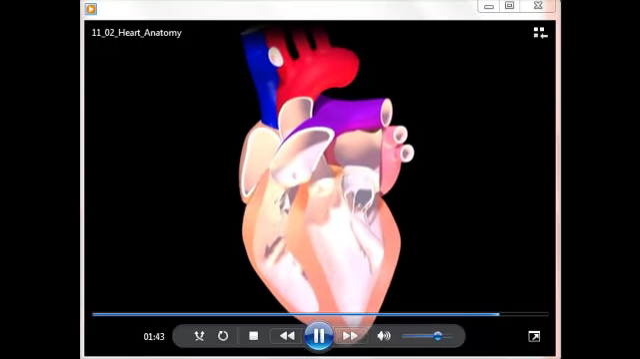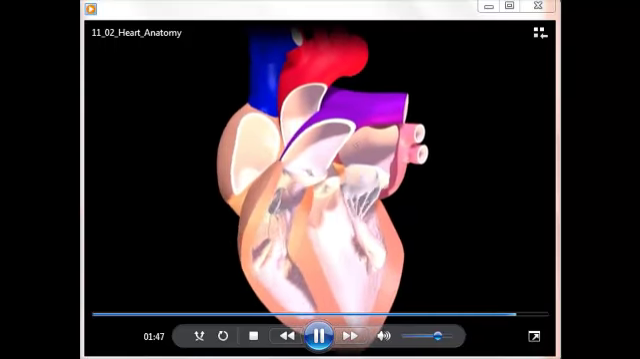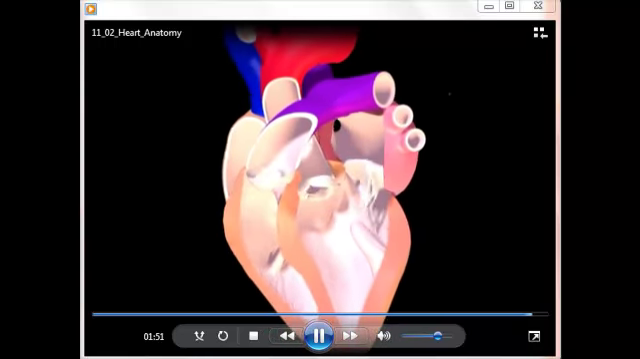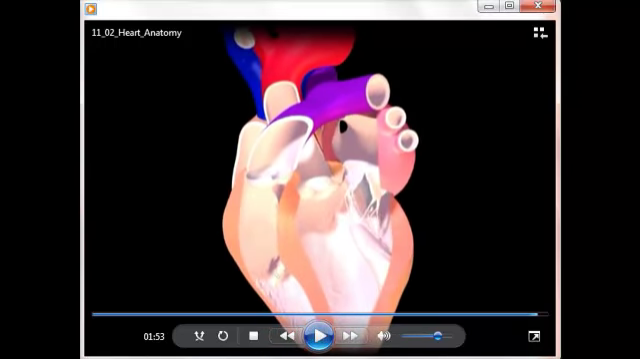So the top two chambers are called atria, or each one is called an atrium. That's singular. So we have the right atrium and the left atrium, which are the atria. Then we have the right ventricle and the left ventricle. And each of these has different jobs. So the blood's always entering the atria first, and then it moves into the ventricles, and then it's going to get pumped to wherever it needs to be pumped.